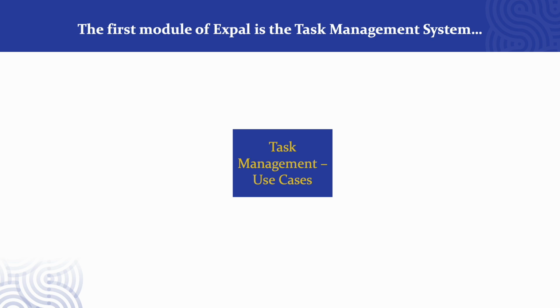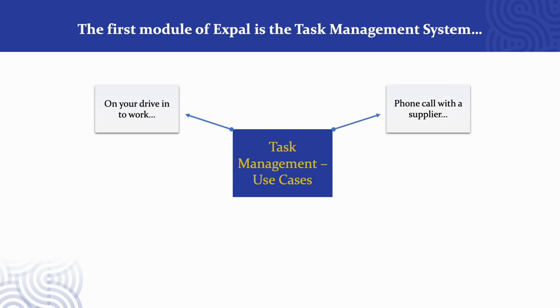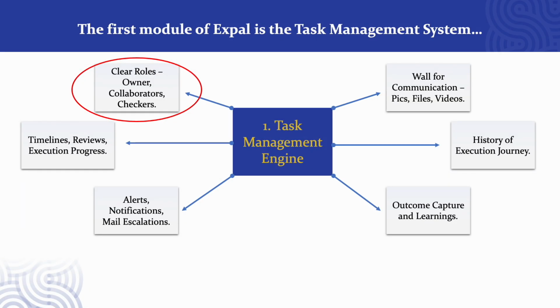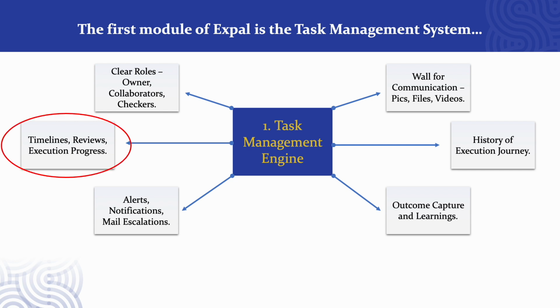The Expal task manager helps you create and manage every micro action that comes up. For instance, on the drive to work, a thought strikes you, or over a phone call with a supplier, some action is agreed on. Or during your factory shop floor visit or a market visit, you make an observation that needs to be acted on. The Expal Task Manager allows you to quickly capture such observations. Since the task is captured with details of owner and end dates, there is no confusion on accountability and deadlines.